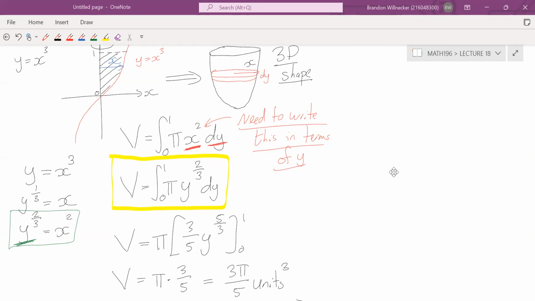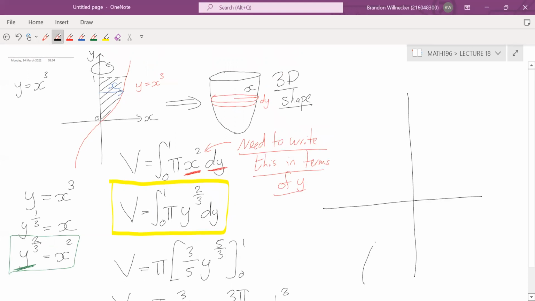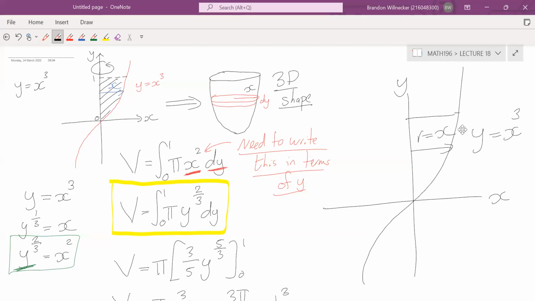Sorry, sir. Where did you get x squared? That's the radius. So if I just redraw this picture here. We've got y is equal to x cubed. This distance from the y-axis to the shape, this distance is x. So the radius is x. The radius of the shape is given by x.